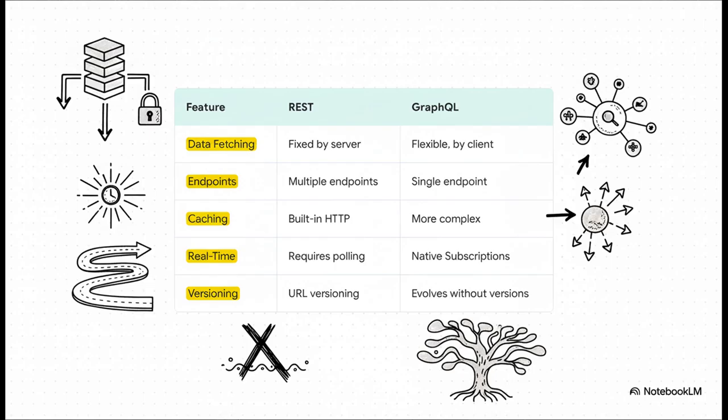Now caching, that's a big point for REST, since it's built right into the web. It's a bit more complex to get right in GraphQL. But then look at real-time support. GraphQL has that built in with subscriptions. And then there's versioning. With REST, you always see those v1, v2 things in the URL when an API changes. GraphQL is designed to just evolve over time, letting you add new fields without breaking older apps.